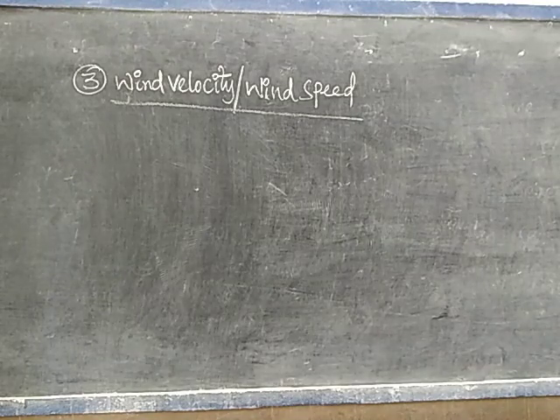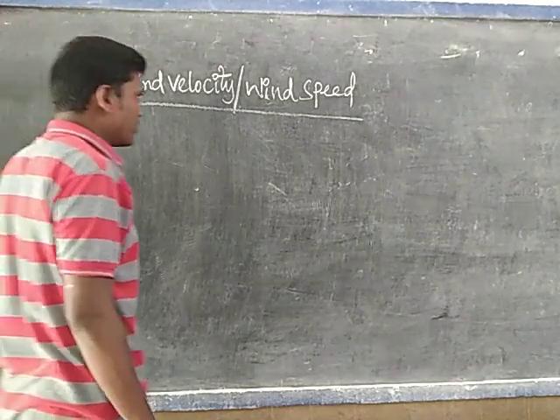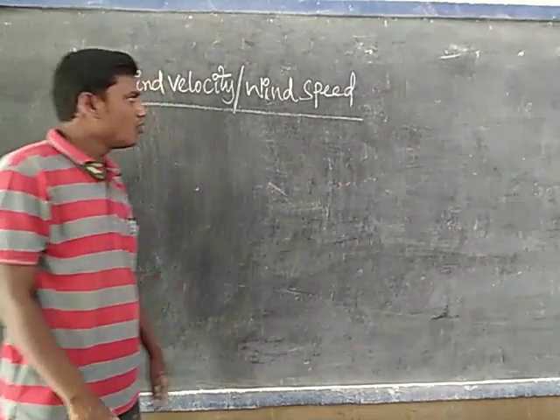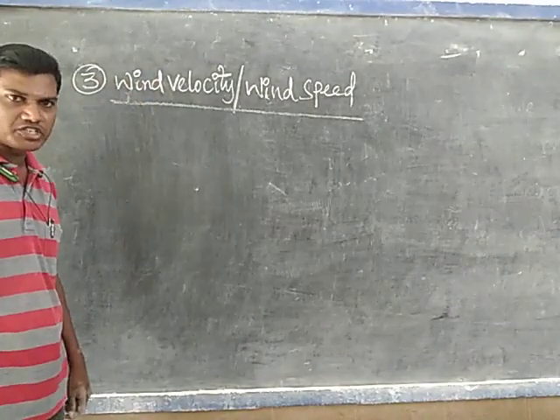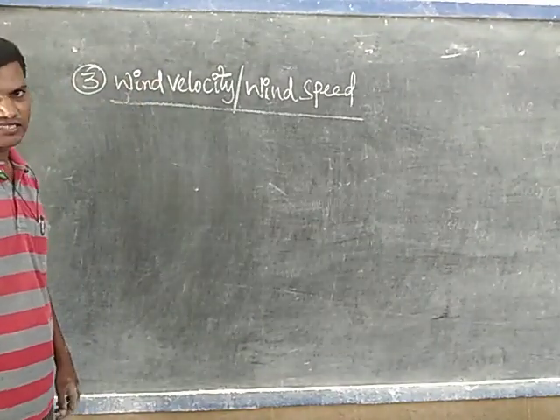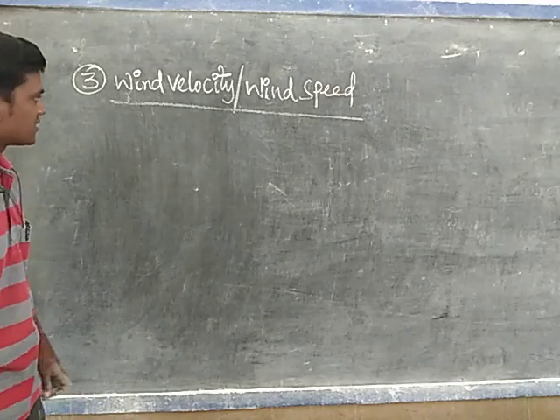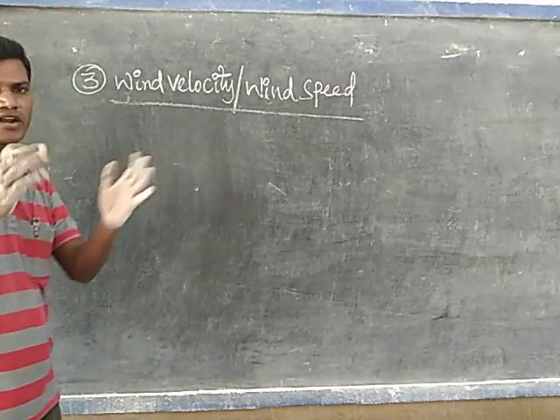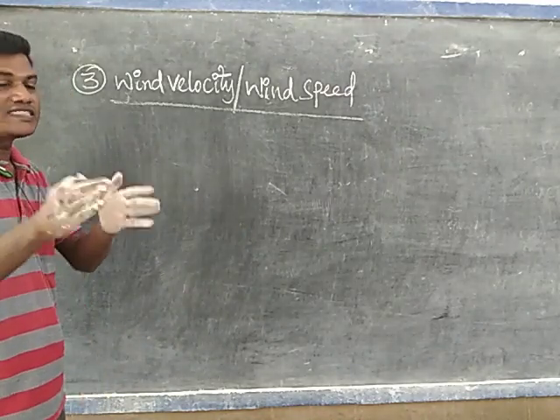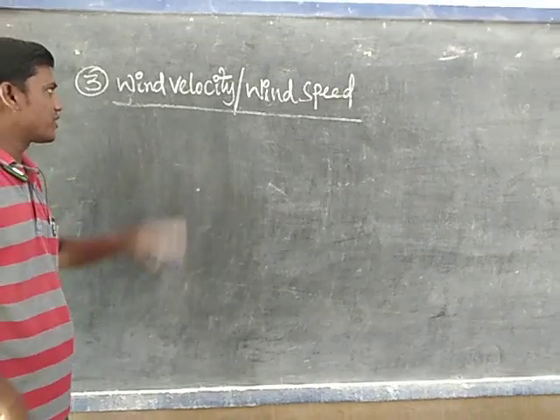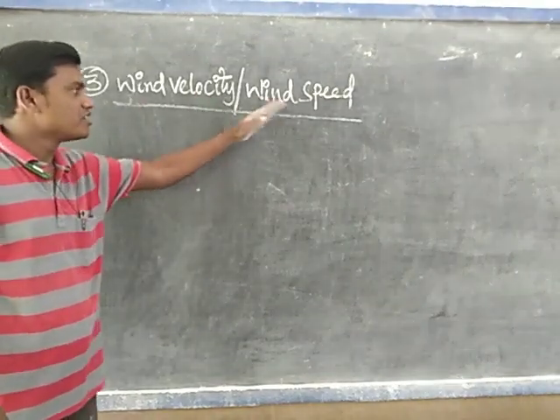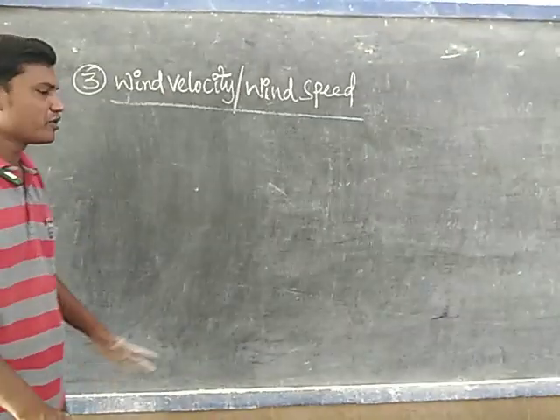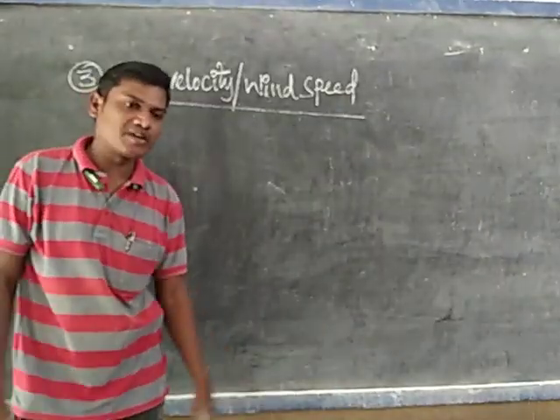Next, the third factor is wind velocity or wind speed. How does the rate of evaporation depend on wind velocity? What is their relation? We will discuss that. With the help of one example, you can easily understand the relation between wind velocity or wind speed and evaporation. I will give one simple example from our daily life.